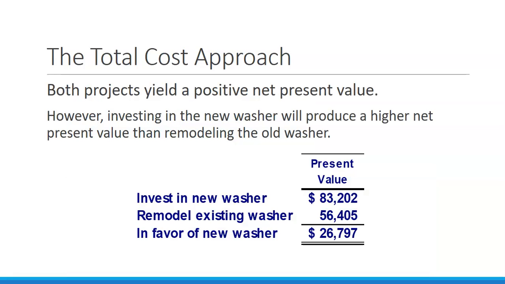Both projects have a positive net present value. However, removing the old washer and investing in the new washer gives us a higher net present value than remodeling the old washer. So if we have the money available to pay the $300,000 for the new washer, that is the option that we should consider.